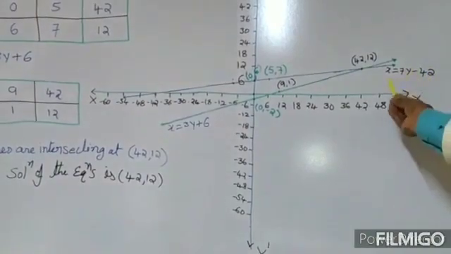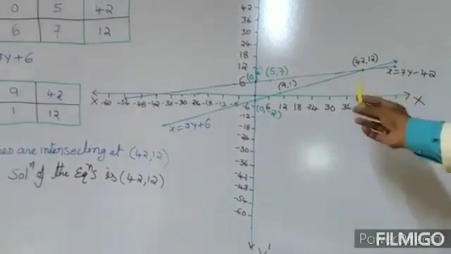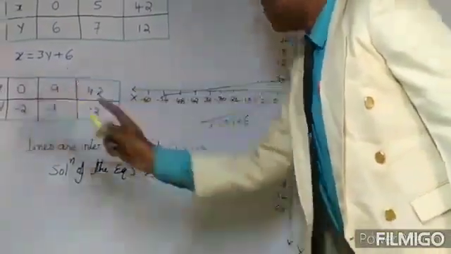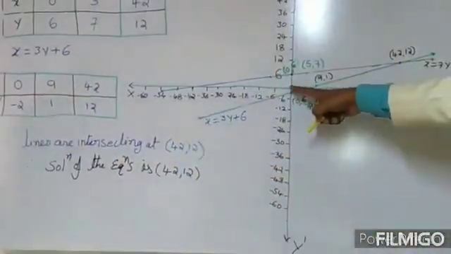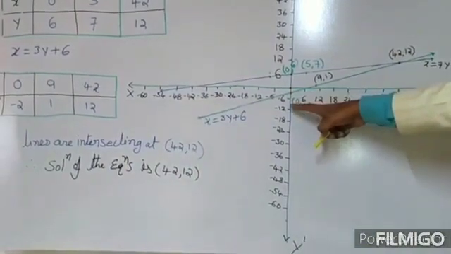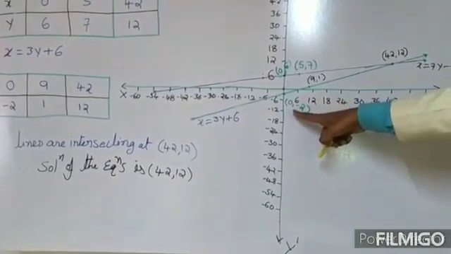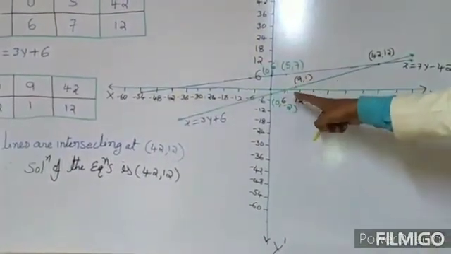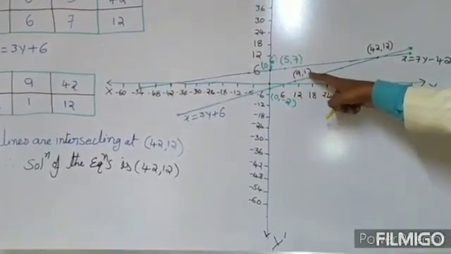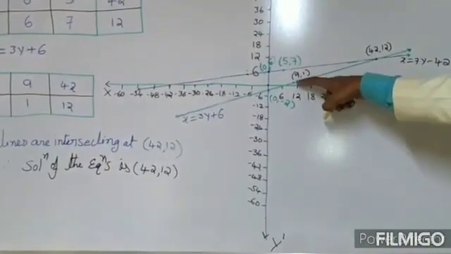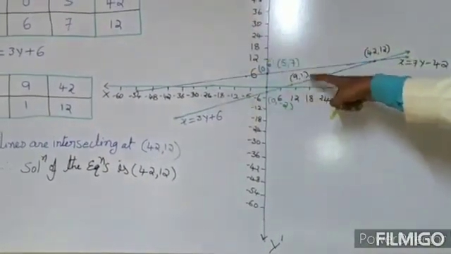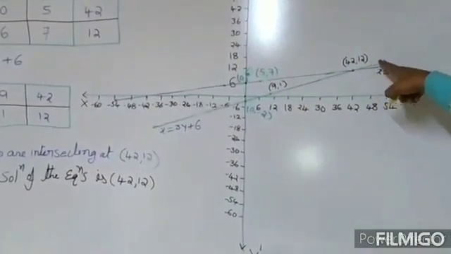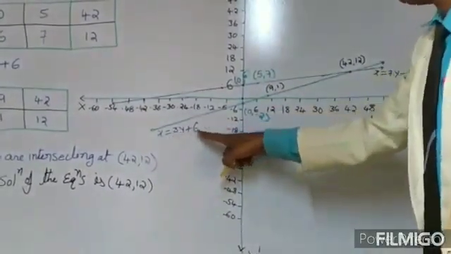So we are going to plot the coordinates of the second equation. You see, the second equation, the table is this: 0, minus 2. You are going to minus 2 on the negative y-axis. This is 0 comma minus 2, and the second coordinate is 9 comma 1. On the x-axis 9, y-axis 1, positive y-axis. So this is the second coordinate of the second equation, and the third coordinate is 42 comma 12. So the equation of this is x equal to 3y plus 6.